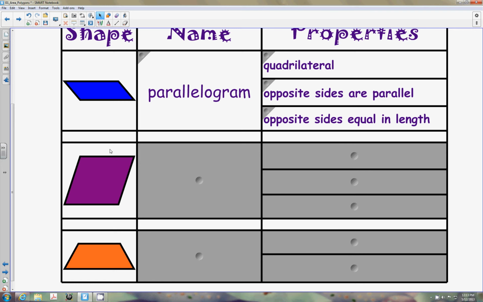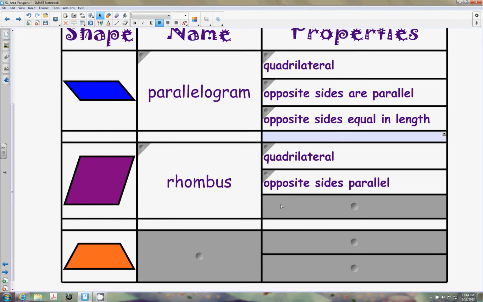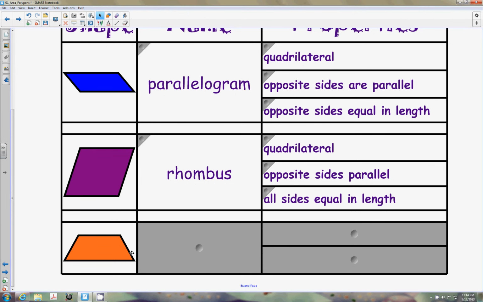Now this figure here is just like a parallelogram. It's also just like a square in some aspects because it's a parallelogram with equal side lengths, all right? So it's called a rhombus. A rhombus is a quadrilateral, opposite sides are parallel, and all sides are equal in length. Again, there are no 90-degree angles, so a square is a little bit more specific.